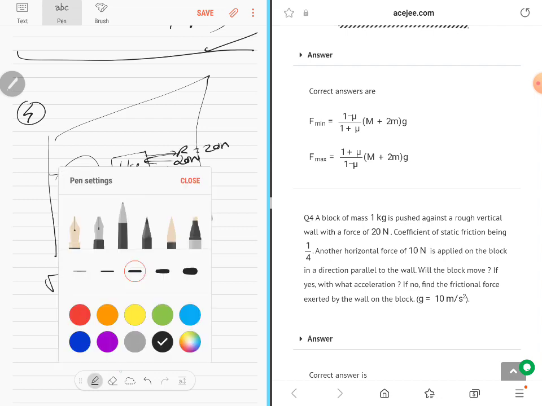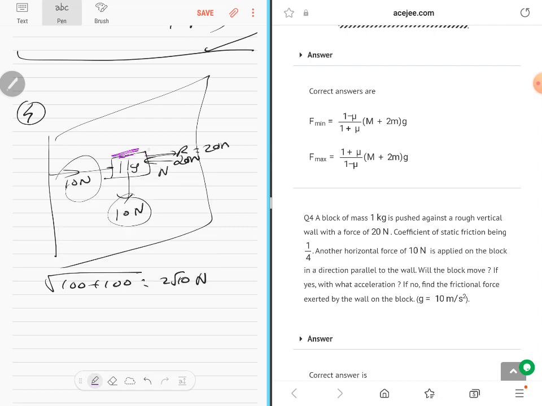Now they have given the coefficient of friction that exists between the wall and the block, which is 1 by 4, and the frictional force, if you're going to push it like that, will exist. The frictional force will be in the opposite direction. The frictional force is equal to mu into normal reaction, which is 1 by 4 into 20 newton, so therefore 5 newton. Can you see 10 root 2 is greater than 5, so definitely the block will move. The question is, will the block move? Yes, the block will move.